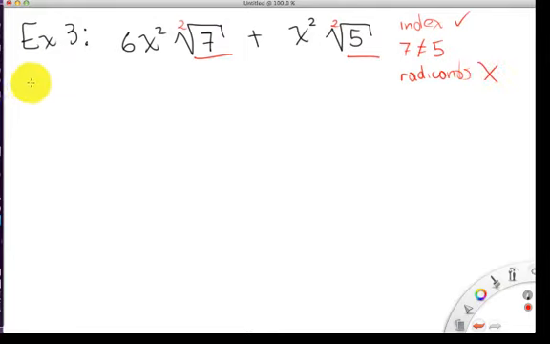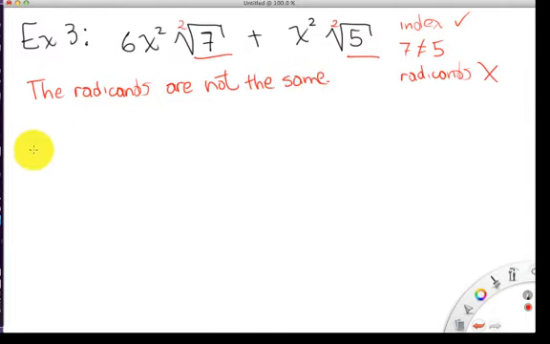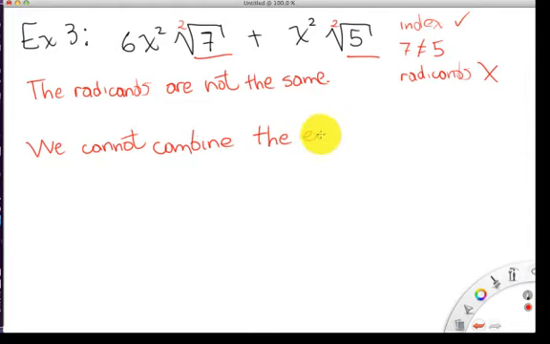So our answer should say something like this: the radicands are not the same. We cannot combine the expressions. Okay?